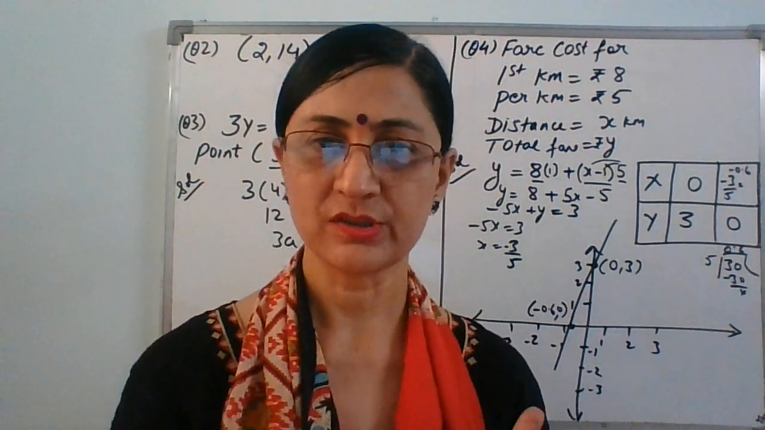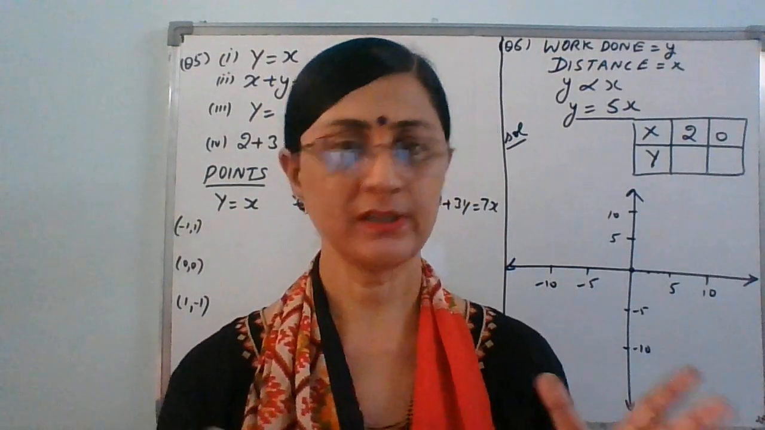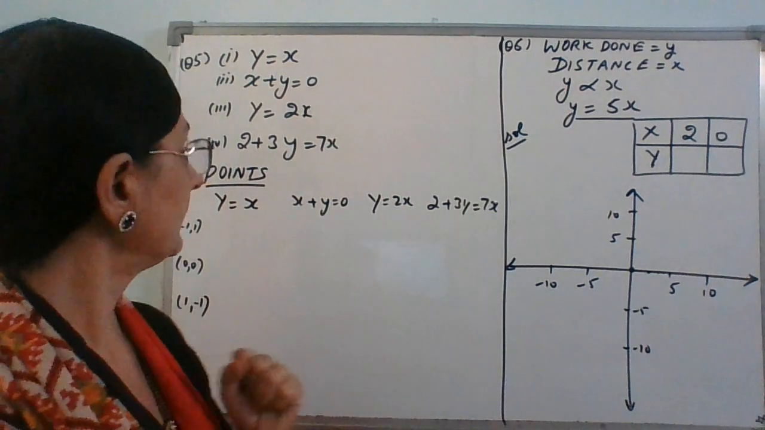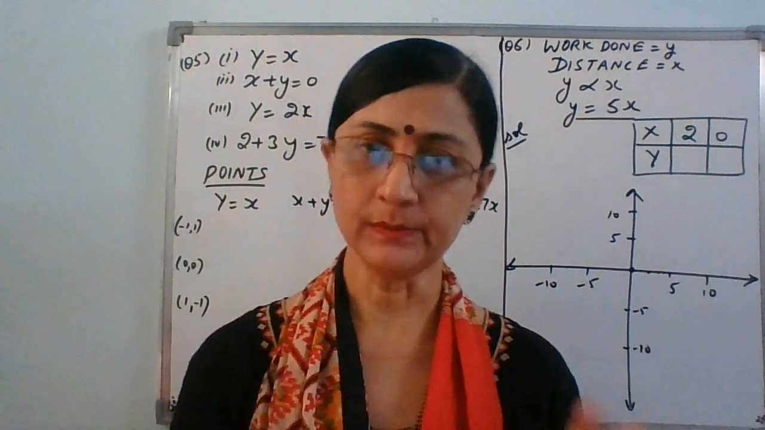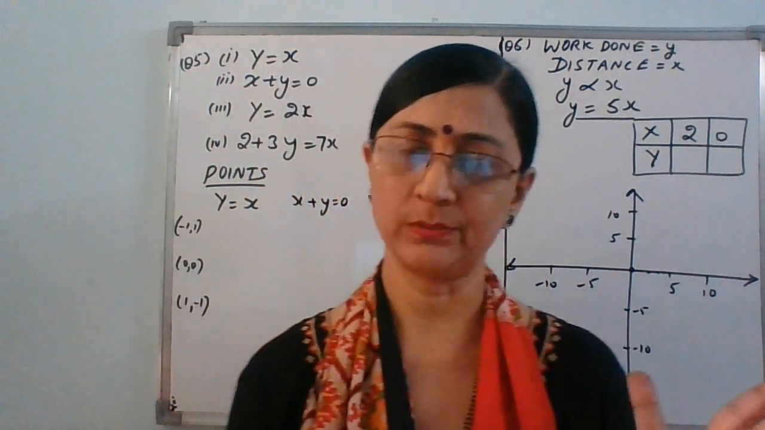So now I've done 4 questions, right? Now the next one. Now question number 5 and 6. Here in question number 5, in the book already the graphs have been given for 2 parts. I'm doing 1 part, the second part you can try yourself.